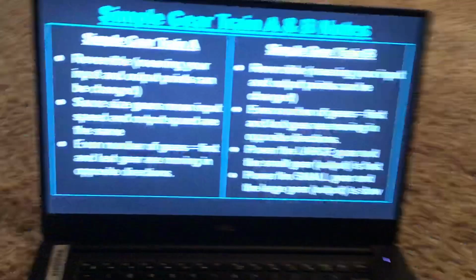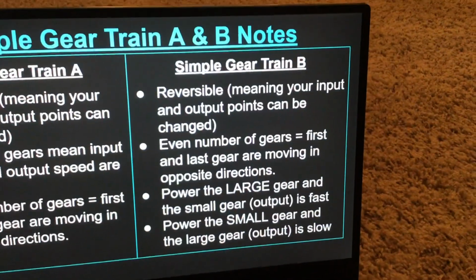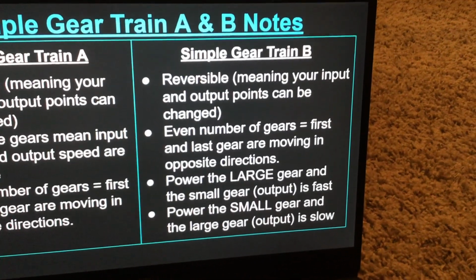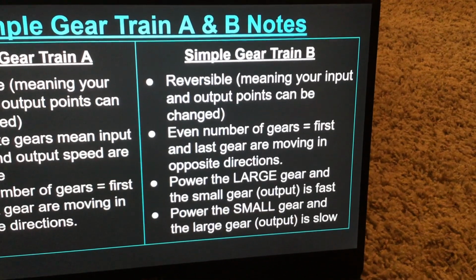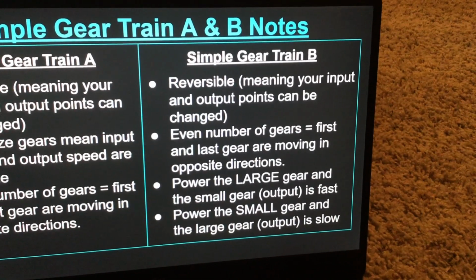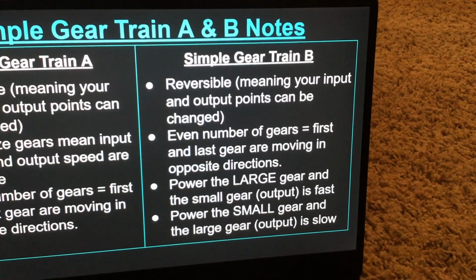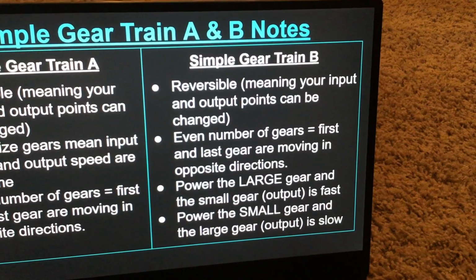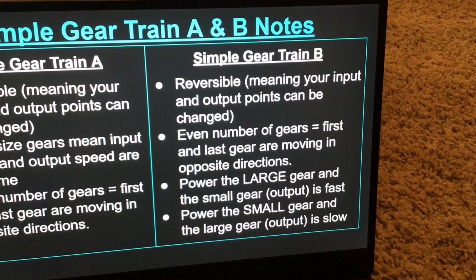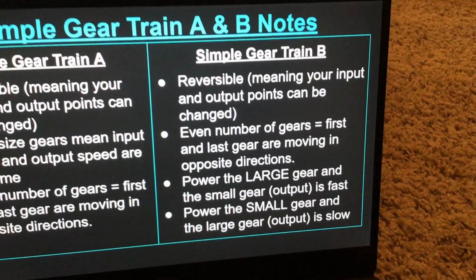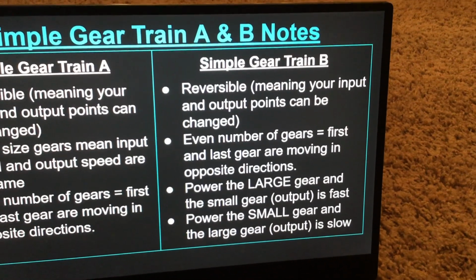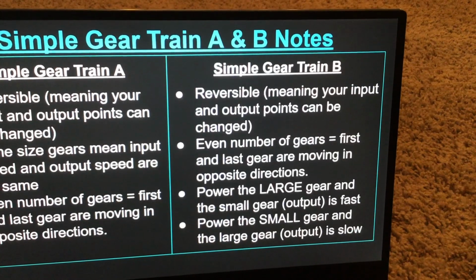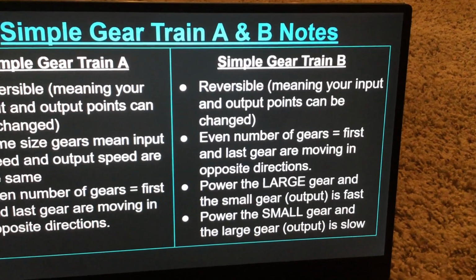Okay, so now we're going to take a look at another simple gear train. I call it simple gear train B because it's a second example. Again, this system is going to have two gears to it, and it is going to be reversible. So we can have either gear, the top or the bottom, as our input, or we can have it as our output. Again, an even number of gears. We've got two gears in the system, and that means that our first and our last are going to be moving in opposite directions.